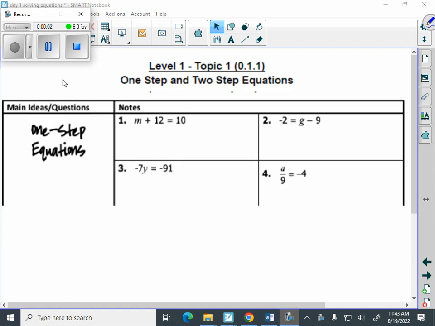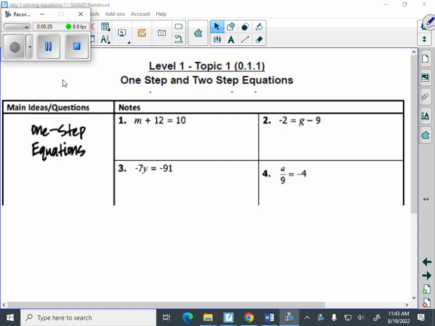Today we're going to talk about solving one-step and two-step equations. At the top of your notes on page 1 in the packet, which is actually page 2 of your packet, after the title page, we've got a couple of practice problems.